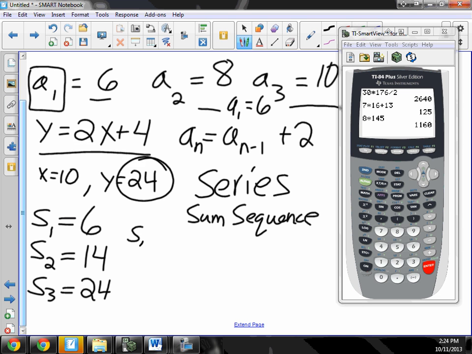What would S sub 4 be? So it would be 6 plus 8 plus 10 plus 12. So we have 36. Okay? Now, there is a way to represent the sum of a sequence. And it's a little bit strange, but it's very easy to figure out. What you need is the explicit formula and then what we call a summation machine.